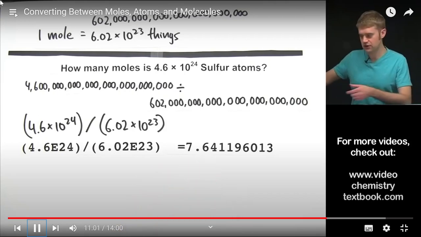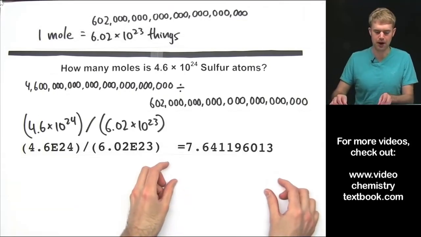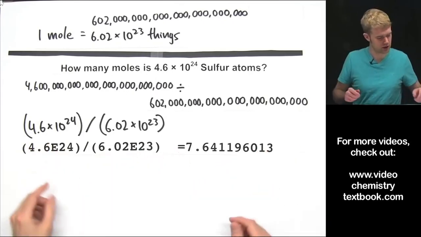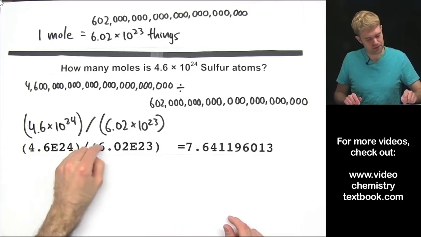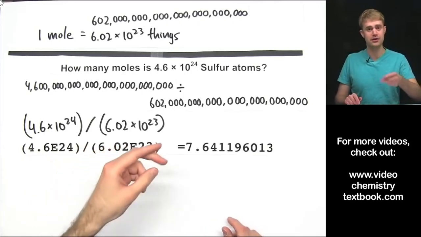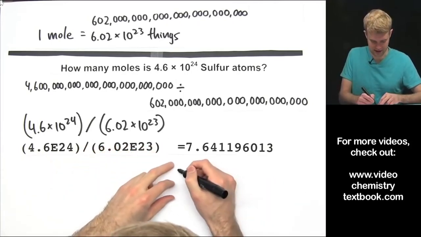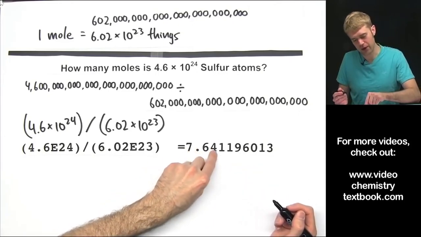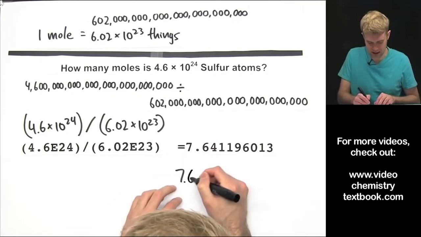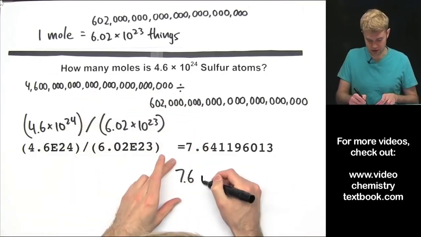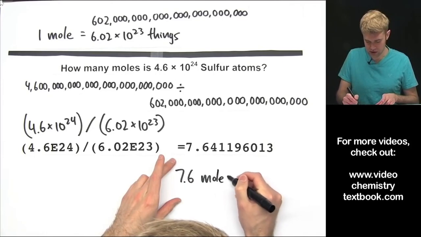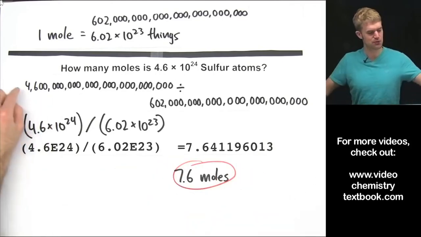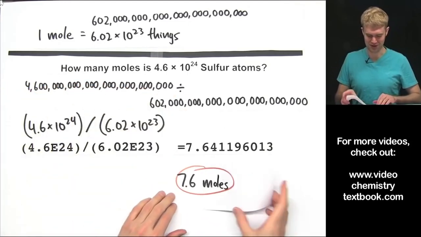Now, it's not in scientific notation, so we don't have to worry about that. But we are going to want to round this with significant figures. There are 2 significant figures here, 3 significant figures here, so we're going to round this to 2 significant figures. We're going to take the 7 and the 6, look next door to figure out whether we round up or keep the same. It's a 4, so we keep it the same. And we're solving here for moles. So it's going to be 7.6 moles of sulfur atoms in this super huge number of sulfur atoms.